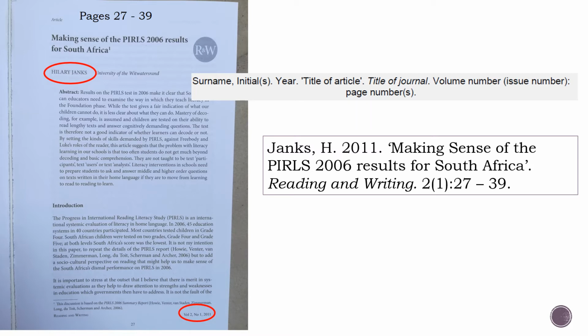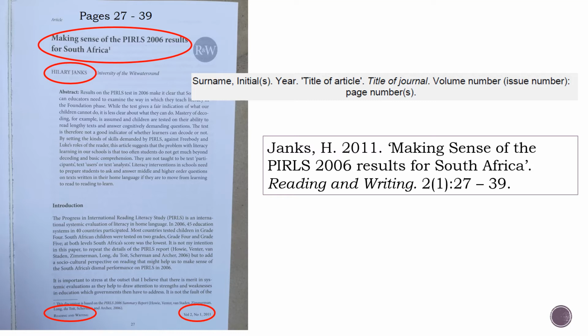Next is the title of the article, Making Sense of the Pearls 2006 Results for South Africa, which is enclosed in single inverted commas. The name of the journal follows, in italics. There it is in the left bottom corner, Reading and Writing.